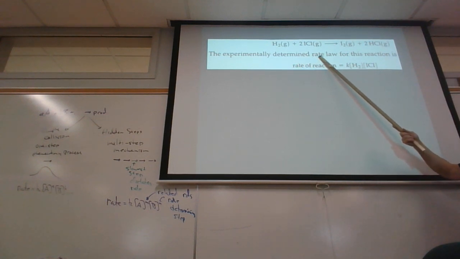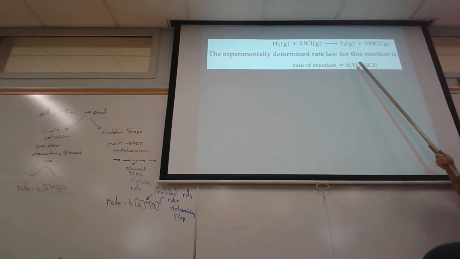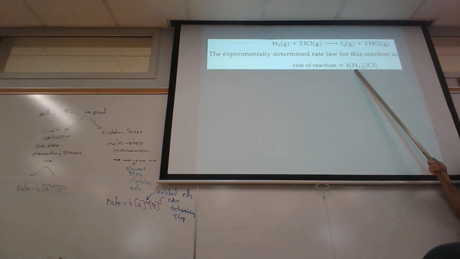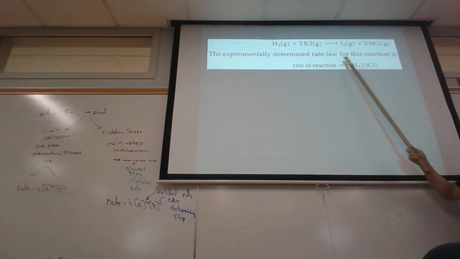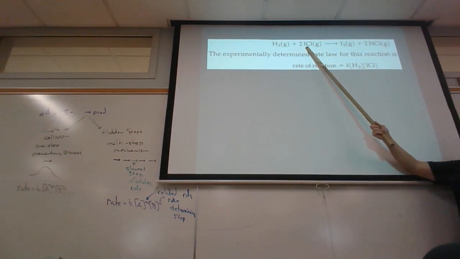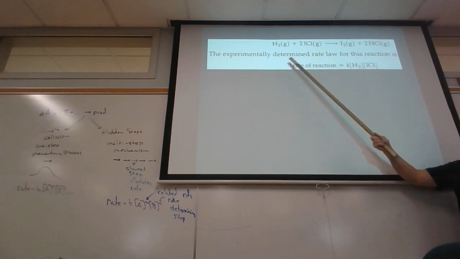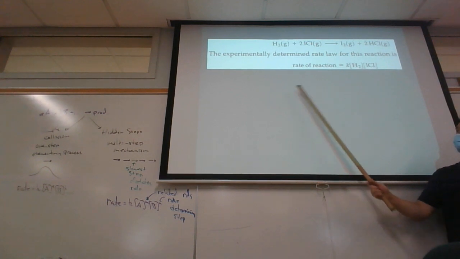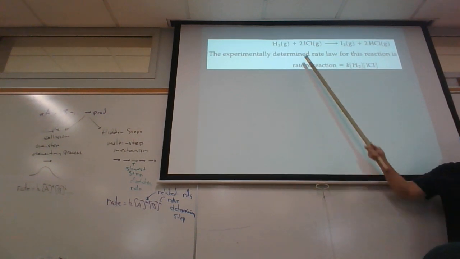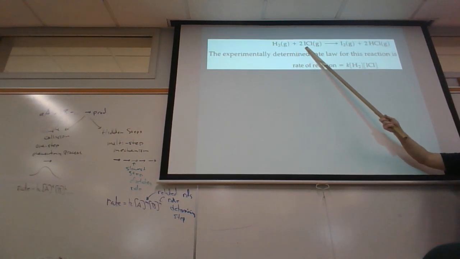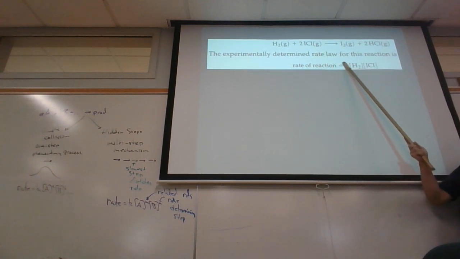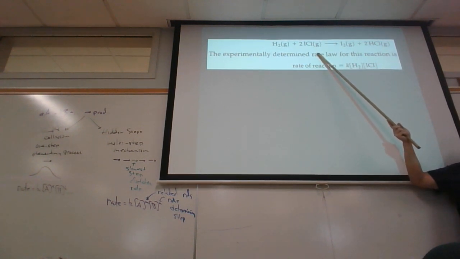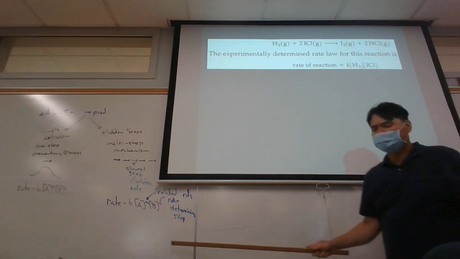However, they determined the rate law for this from experiment. The experimentally determined rate law shows it's first order in hydrogen and first order in ICl. If this were a simple collision, then it would be second order in ICl, because it would depend on 2 ICl's, let's say the left ICl and the right ICl. It would depend on those concentrations. And so what we can say is this doesn't happen as one simple collision here. There are hidden steps.